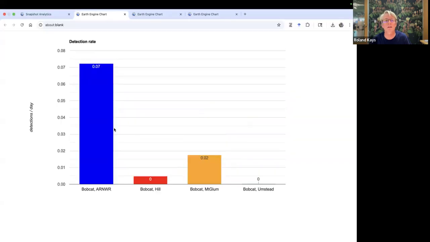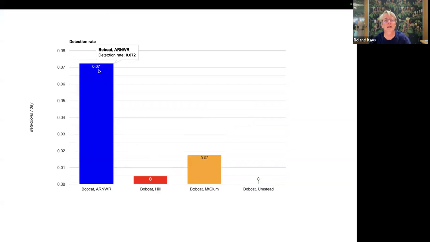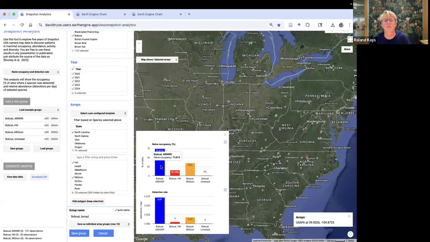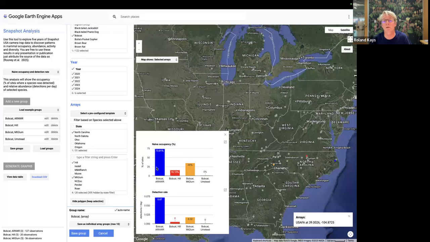We can look at the detection rates. This is rates per day, so 0.07 bobcats per day. Of course, you don't have a fraction of a bobcat, but that's just less than 1 per day. Pretty low for Hill Forest. It should give us a number when you float over, and 0.02. Yeah, there it is, 0.005 for Hill Forest. So that gives you an idea of the sort of relative abundance, showing similar patterns between these 2 sites.